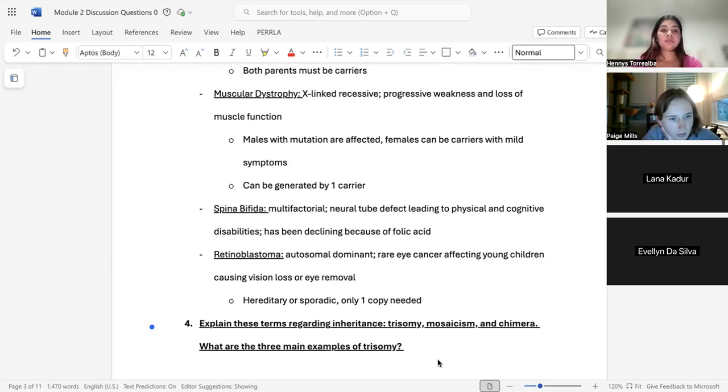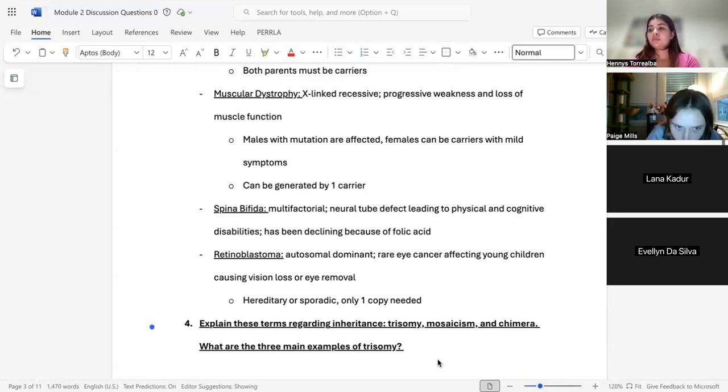And then spina bifida, I think. I'm sorry if I'm not pronouncing these right. This is a multifactorial inheritance pattern. I believe it's either genetic, environmental, or a combination. This is the neural tube defect leading to physical and cognitive disabilities. I believe it includes paralysis of the spine. And it has been declining because of folic acid. I believe women are taking folic acid during their pregnancy, so this has caused a significant decrease in finding this disorder.